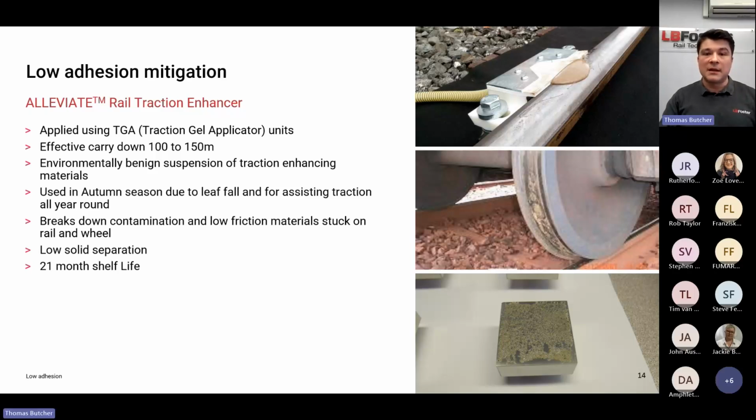It's environmentally benign. It's primarily used in autumn due to leaf fall. It breaks down contamination on low friction materials, such as leaf layers, both on the rail and the wheel. It has low solid separation with a 21-month shelf life. The middle image shows Alleviate distributed on the wheel tread, where the sand is retained, but the gel has been expelled. So this means it's ready to go over a low friction area and increase the friction.